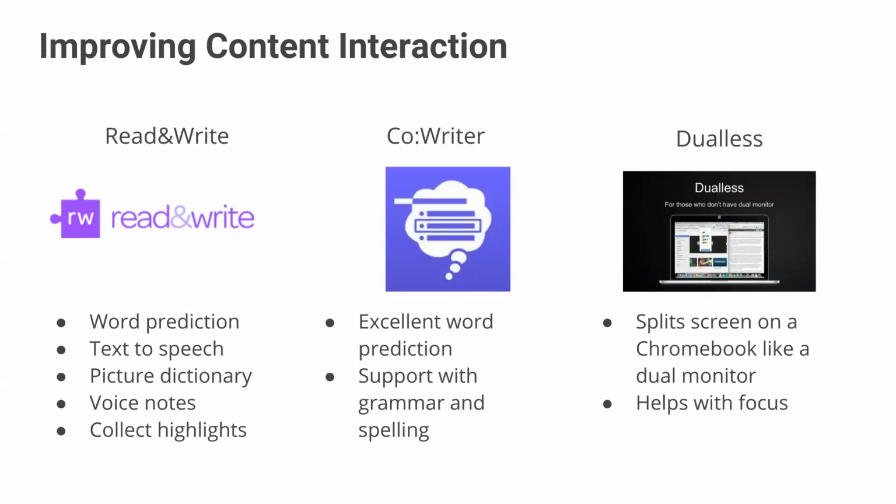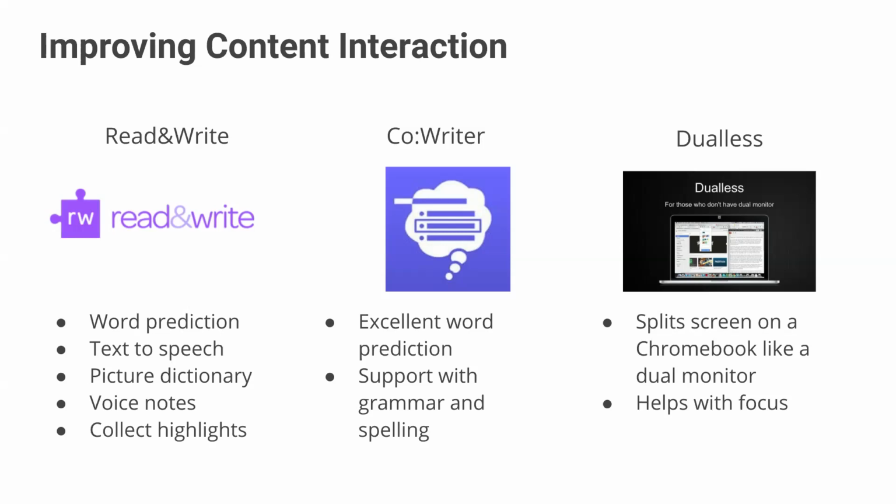Improving content interaction. So I've heard a lot of fantastic things about Read and Write and Co-Writer. Read and Write by Text Help is a really fantastic word prediction tool with a lot of text-to-speech functionality, which has a similar feel to some of what I showed earlier of the built-in select-to-speak tool. They've got a similar sort of text-to-speech with word-by-word highlighting. They've got a picture dictionary and a handful of other functionality that works really nicely with the G Suite of applications. Co-Writer by Don Johnston.